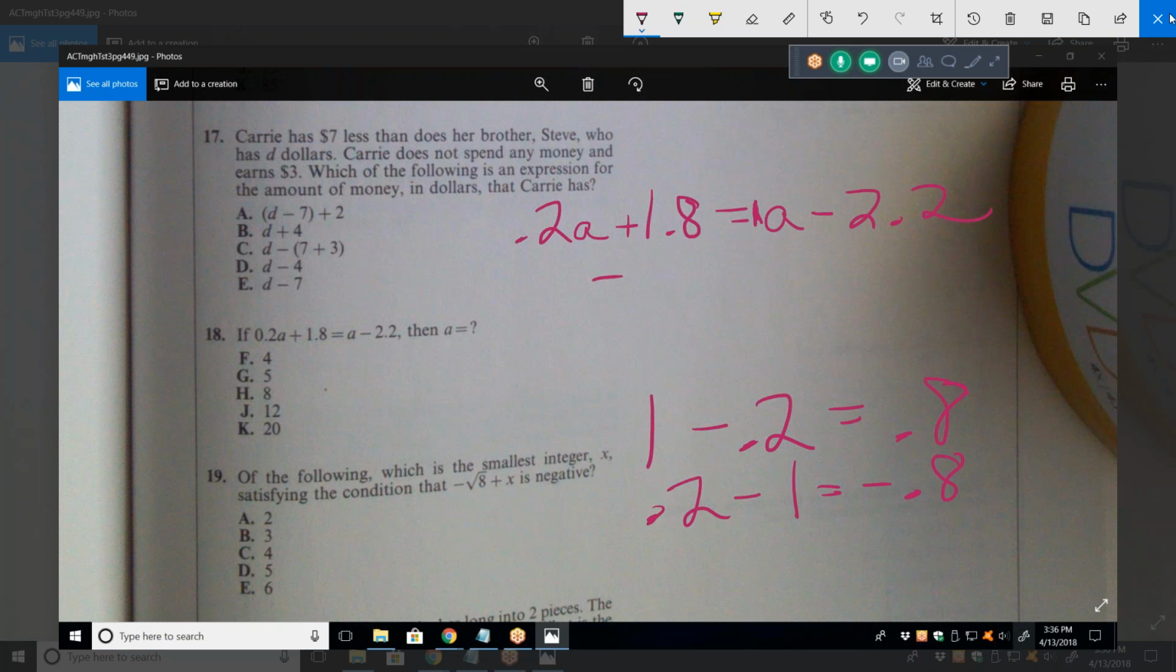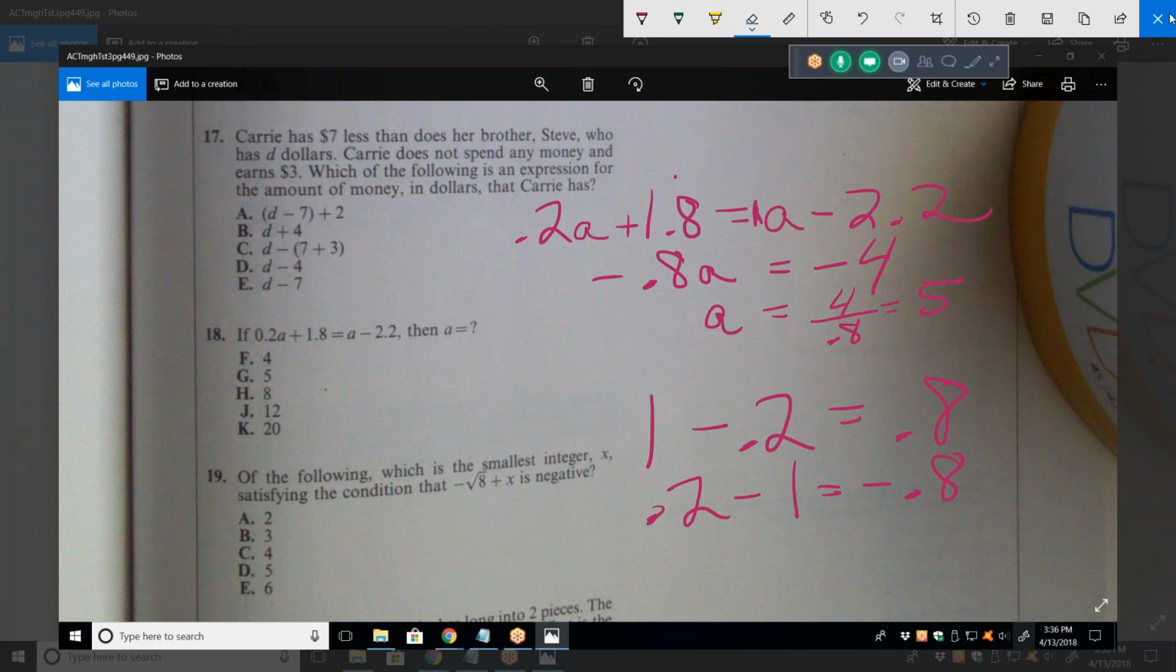So I got negative 0.8A, which if I'm putting my A's on the left side, then I got to put my numbers on the other. I'm moving that to there. Now I got negatives in front of both, so that's okay. But I can tell that A equals 4 divided by 0.8. Well, that's 5. Now let's back up one step.